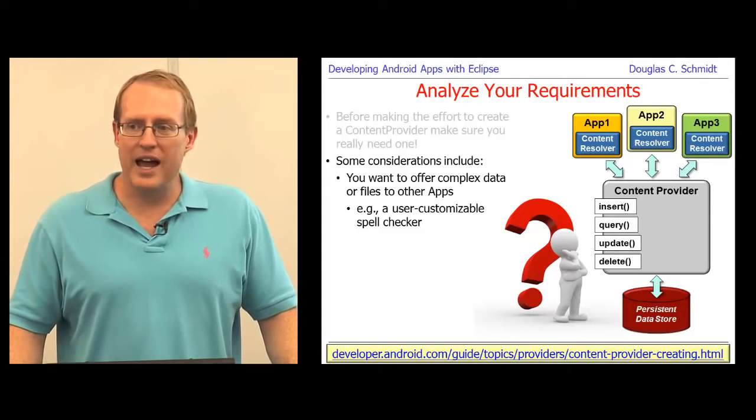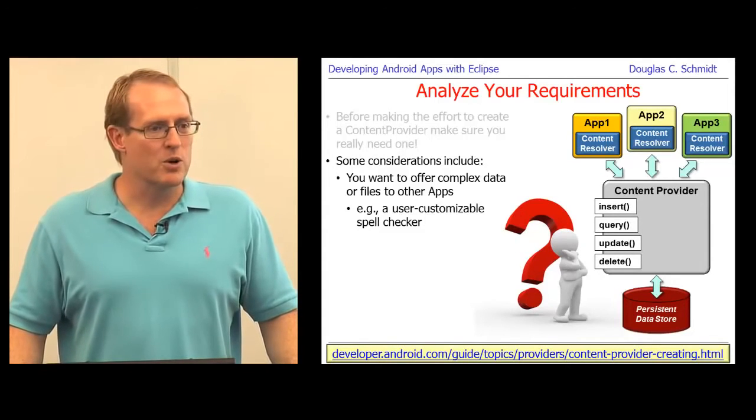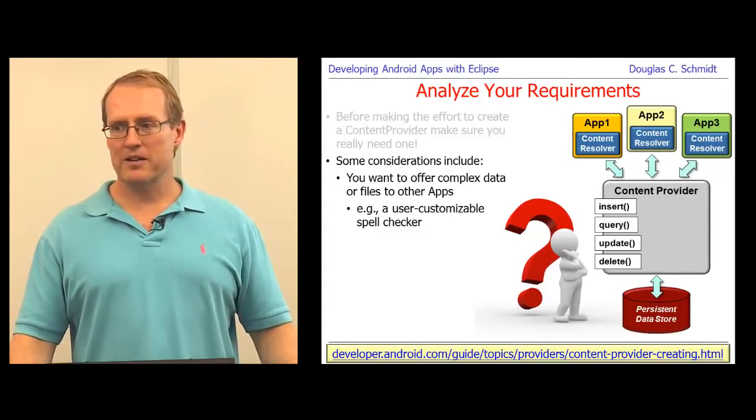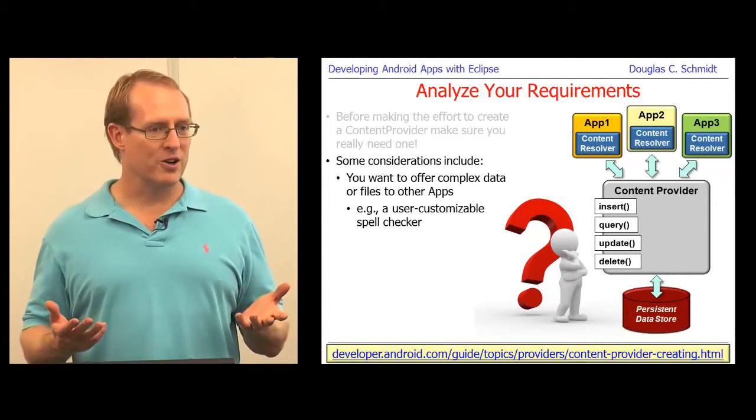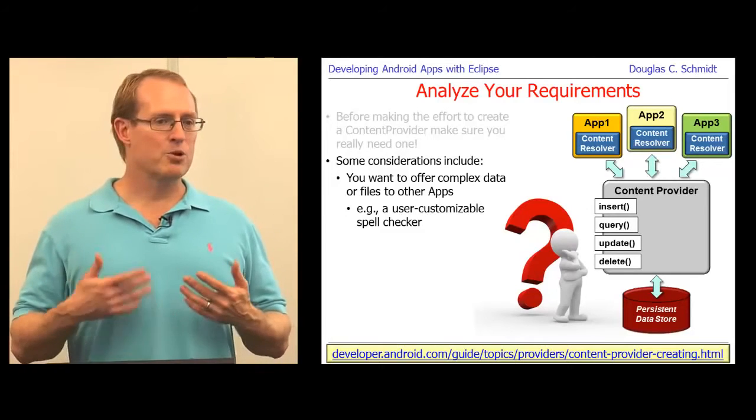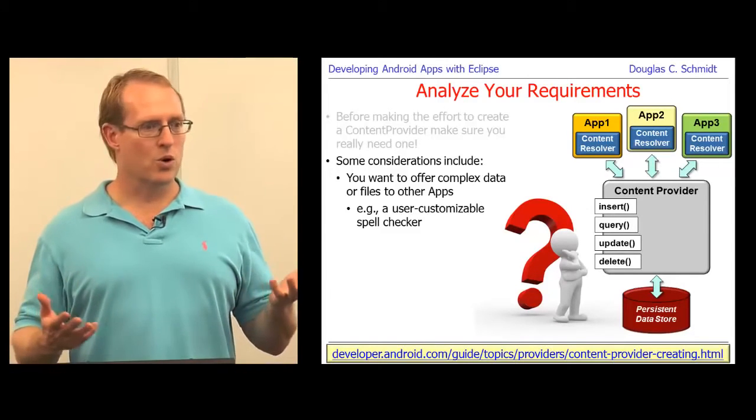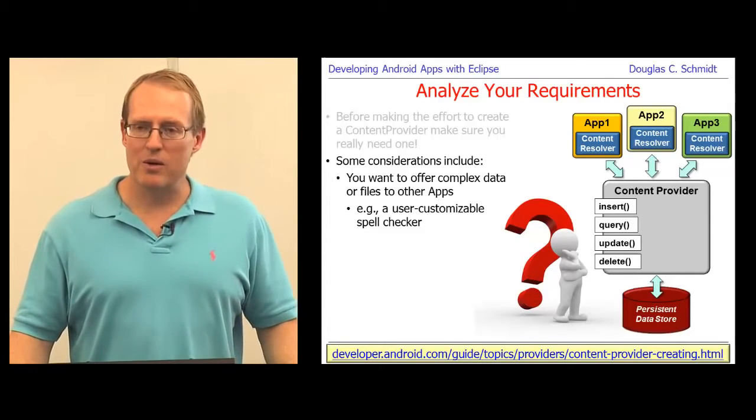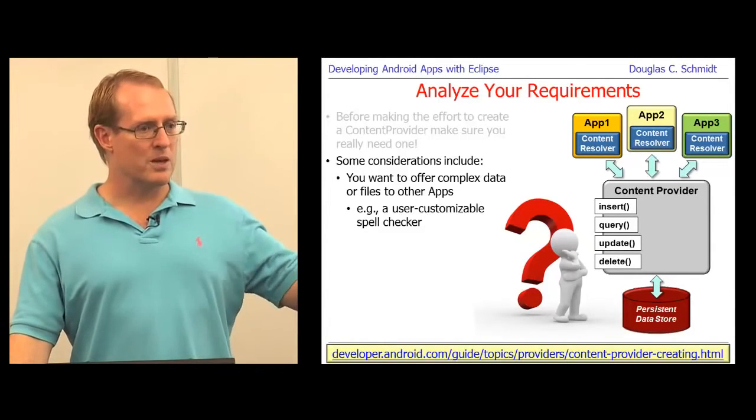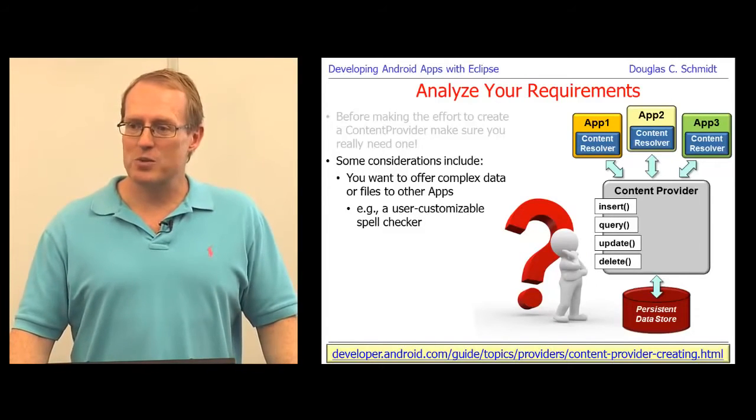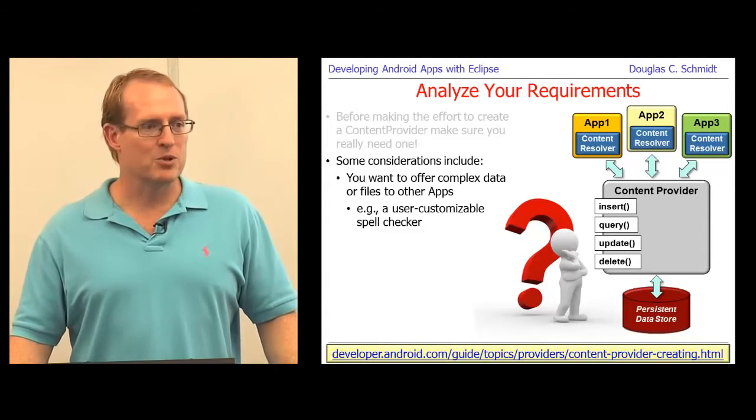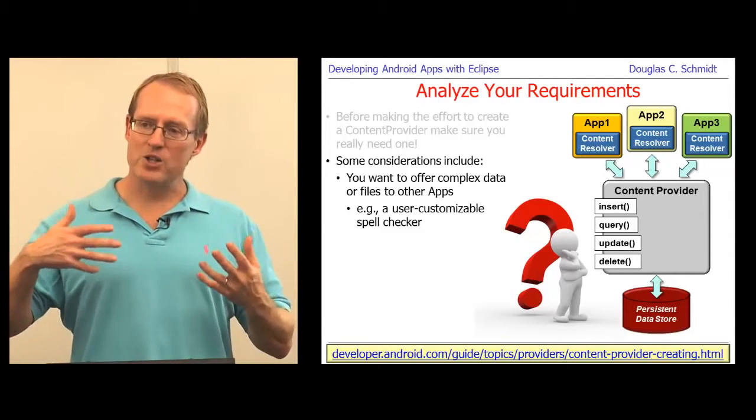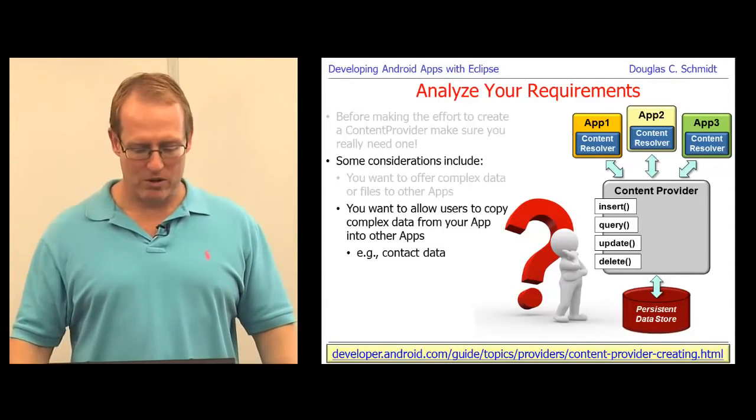If you want your app to be able to expose complex data to other apps. So maybe you want to write some kind of user customizable spell checker, used to keep track of frequently used words that may not appear in a spell checker, but you want to have a user-defined word list. You might want to expose that to other people to use as part of their app. Because after all, that's one of the great things about Android. It makes it possible to write apps that are really collections of components that can be mixed and matched and shared in various ways. That would be one criterion.